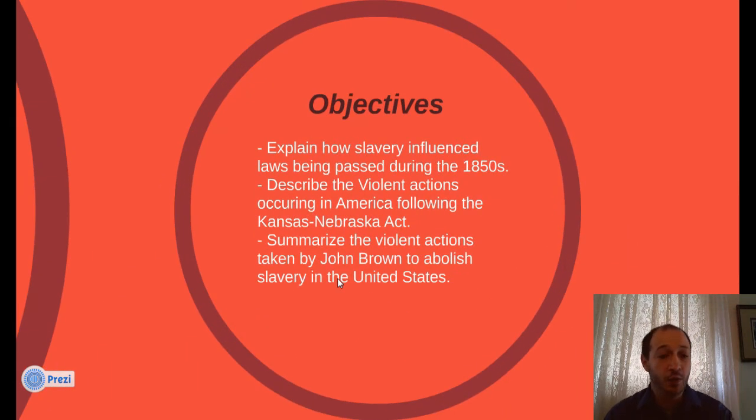In this case, I'll read along as you read. Explain how slavery influenced laws being passed during the 1850s. Describe the violent actions occurring in America following the Kansas-Nebraska Act. Summarize the violent actions taken by John Brown to abolish slavery in the United States.